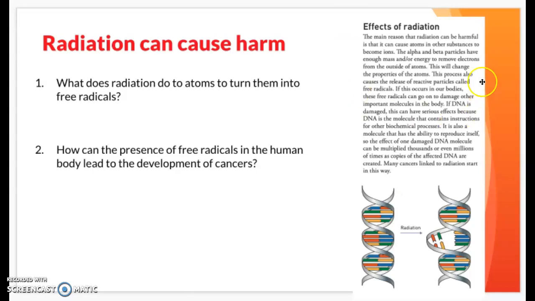You may also want to read on the right here a really interesting article about the actual impacts of radiation, how alpha and beta particles can remove electrons and cause these atoms to become ions, and then these free radicals can go off and damage other important things like your DNA, okay? So this is one of the causes of things like cancer. It's a really interesting article to read, and I want you to have a go. What does radiation do to atoms to turn them into free radicals? You want to have a read in this part here. How can the presence of free radicals in the human body lead to the development of cancer?